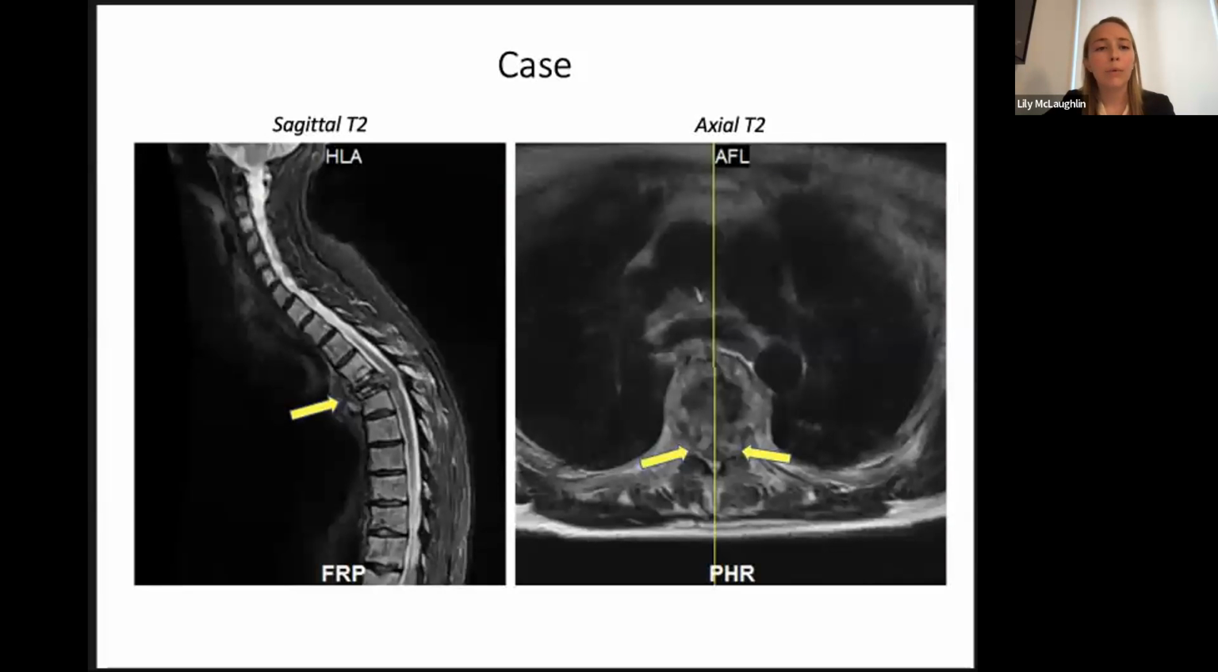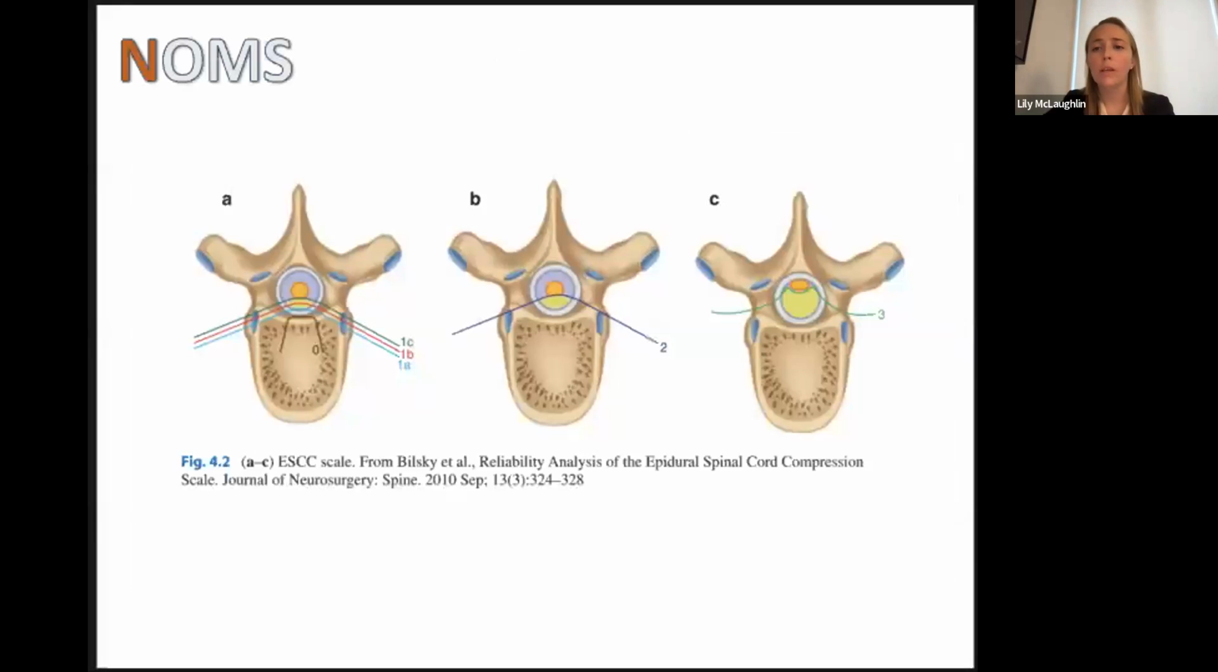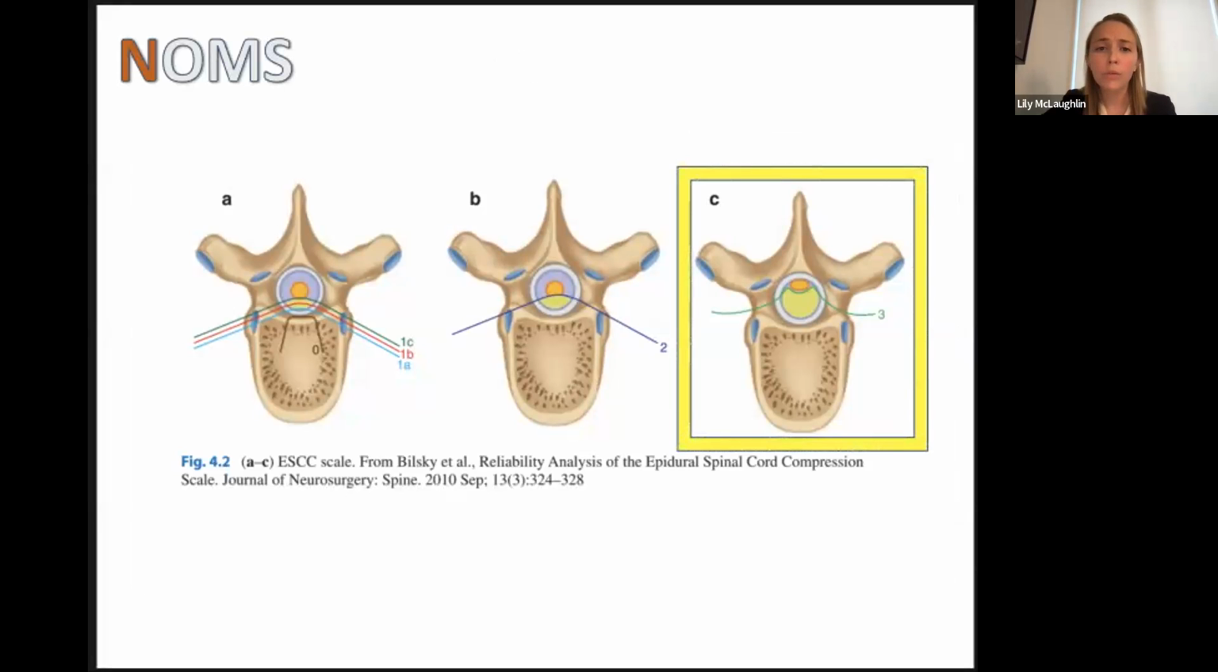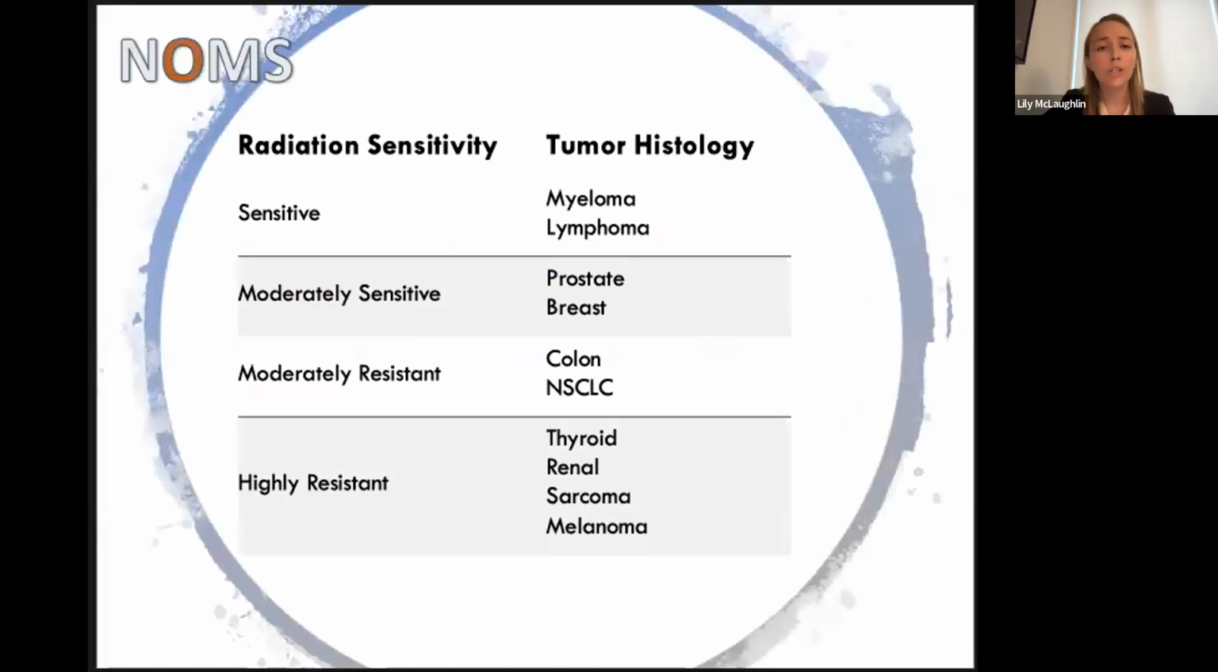Workup begins, and our MRI of the total spine demonstrates this T5 osseous metastasis, and we can see a plain and burst fracture here. There's also some concern noted for some cord signal change. So now, if we start taking this patient through the NOMS framework, neurologically, we have an epidural extension of tumor with what I'd say is probably an ESCC grade 3 compression or a Bilsky score 3. Oncologically, we have this historically highly resistant tumor type with our sarcoma.